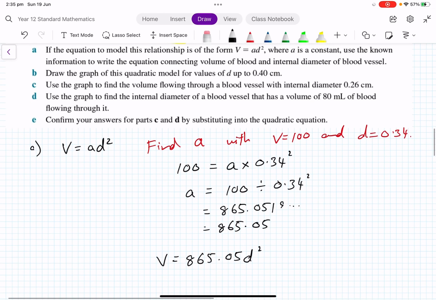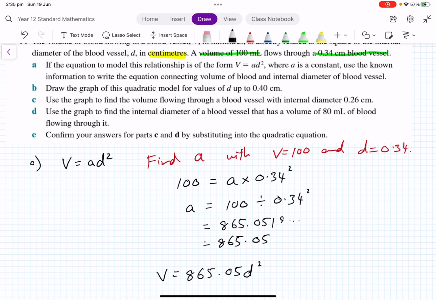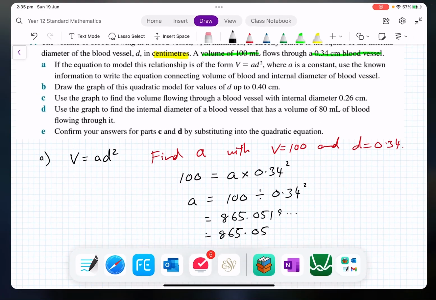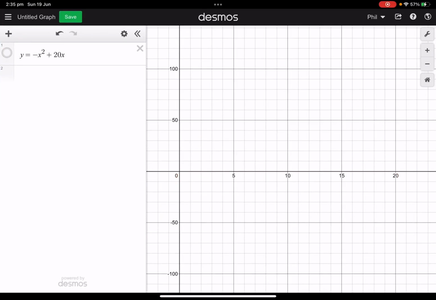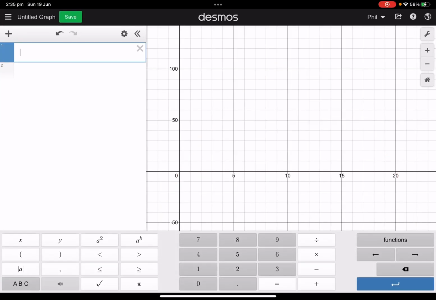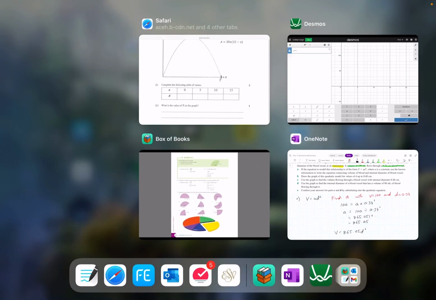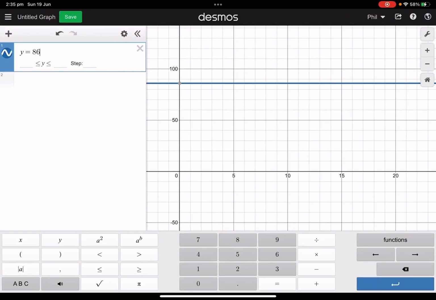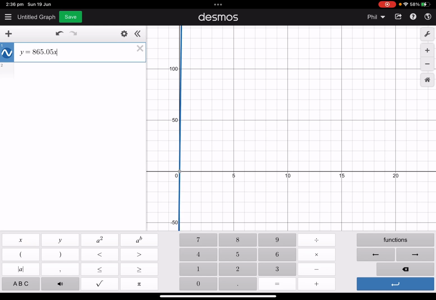Now, let's go ahead and do question B. Draw the graph of this quadratic model for values of D up to 0.4. I'm going to use technology to do that, just to speed up the process. I'm going to go back to my decimals, turn off the previous one, actually I'll just delete it. Y, which is my V in this case, is equal to 865.05 D squared, which is x squared.